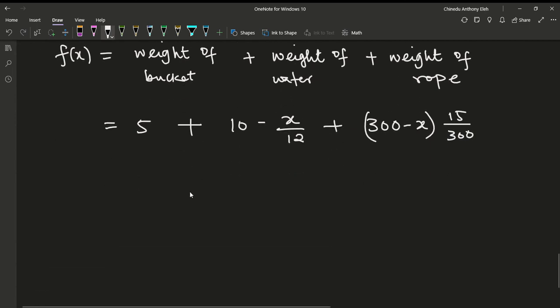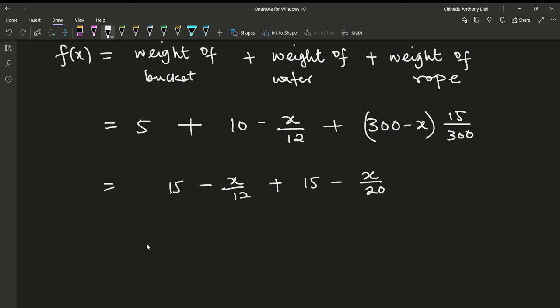Interesting. So let's simplify this. So this plus this is 15 minus x over 12. Open up this times this is 15 minus this divided, I think 15 into 300. So we see 300 divided by 15 is 20. So this is x over 20.